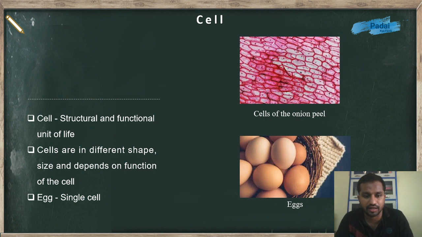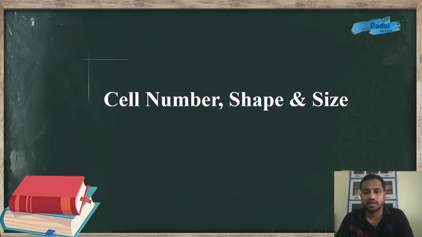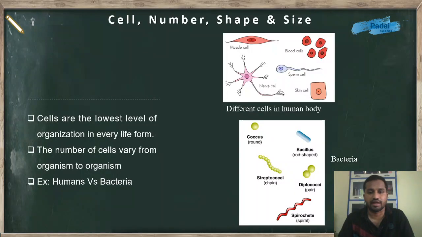One interesting thing, an egg is said to be a single cell. So what is cell number? What are the number of cells, and how does the shape and size of a cell vary? Why does it vary? How do they look actually? Cells are the lowest level of organization in every life form. We have seen a clear example where a huge tree and a small plant, irrespective of the size and shape, have the same function, and the whole life form starts from a single cell.